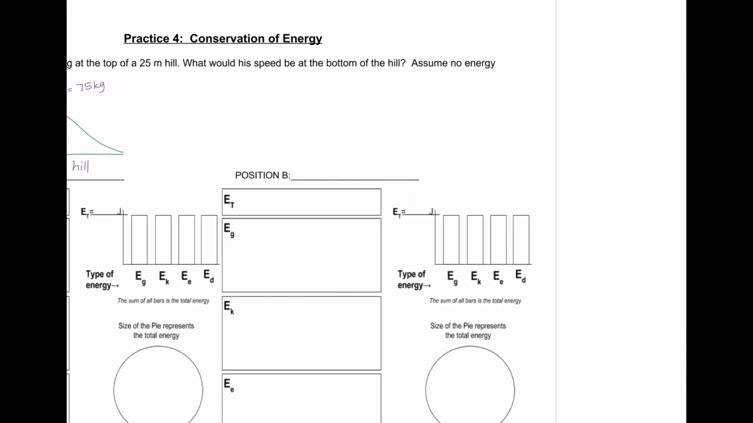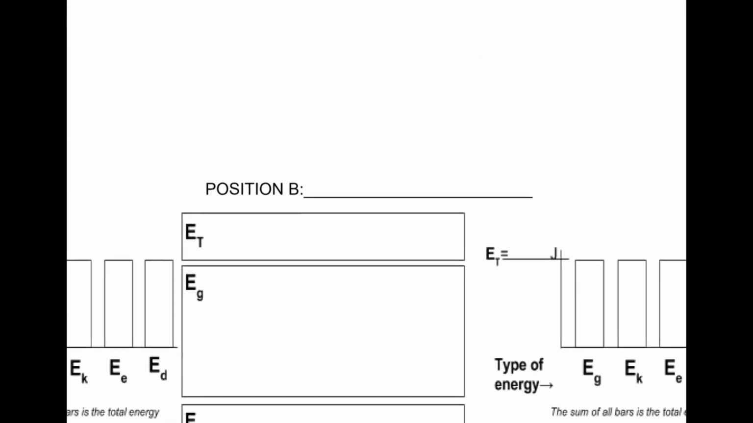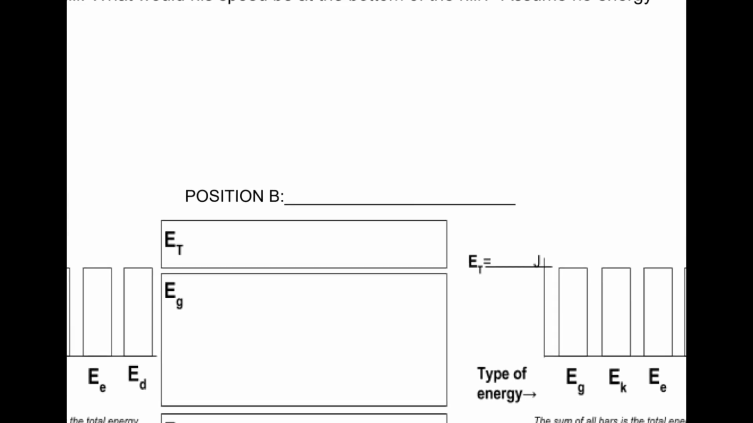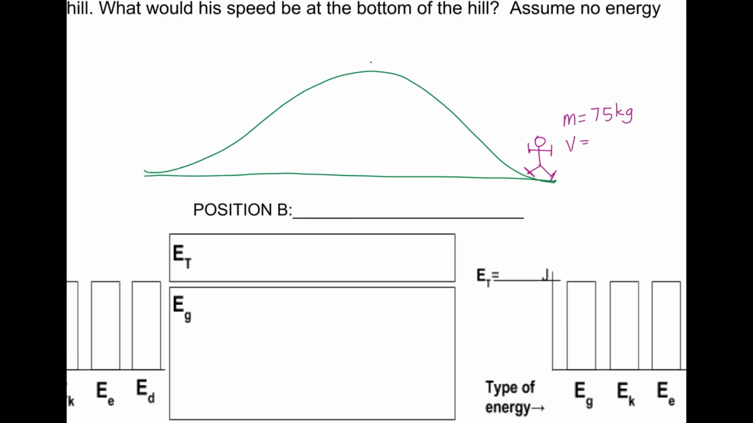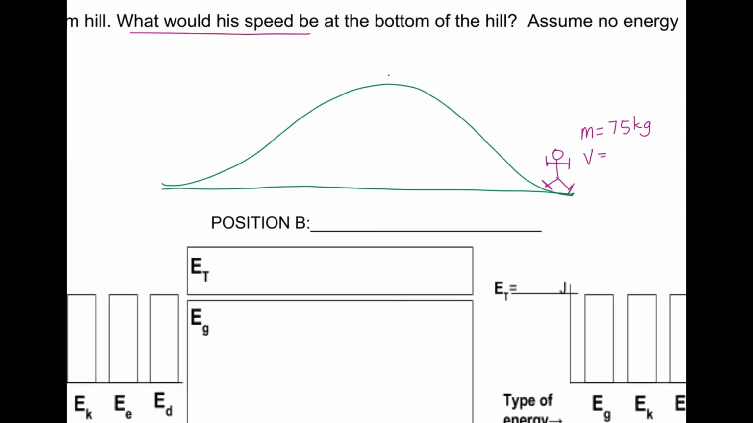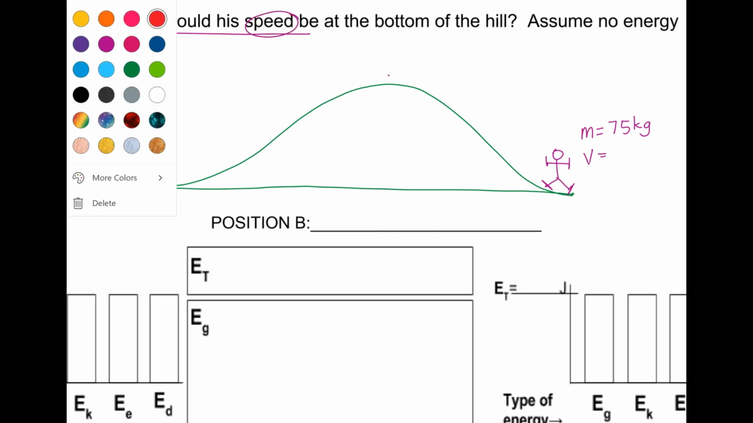Now at position B, the skier is going to be at the bottom of the hill. So we're going to do the same thing. We're going to draw our ground so we know where it is. We're going to draw our hill. And now our skier is at the bottom of the hill. So he was here and then he ended there. All right, and so his mass, hopefully he didn't lose any mass along the way, is 75 kilograms, and we are looking for his speed. So this question is, what would his speed be? So that is our unknown.